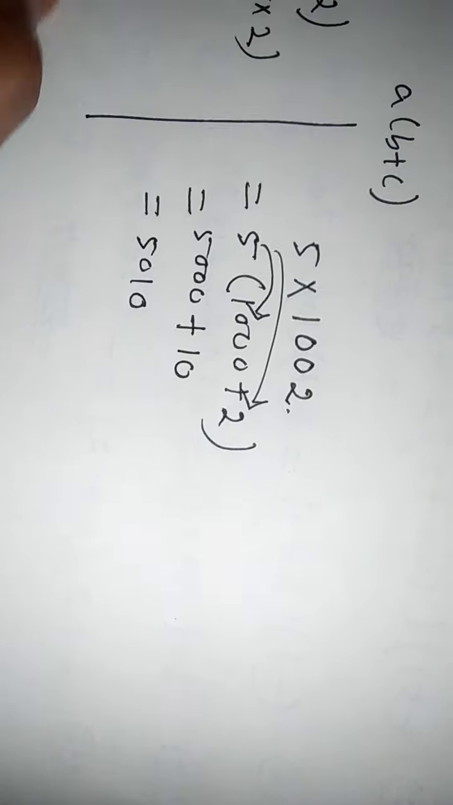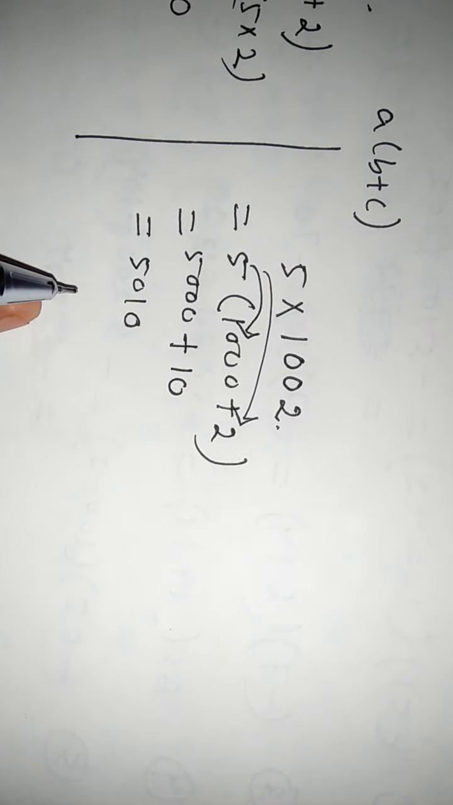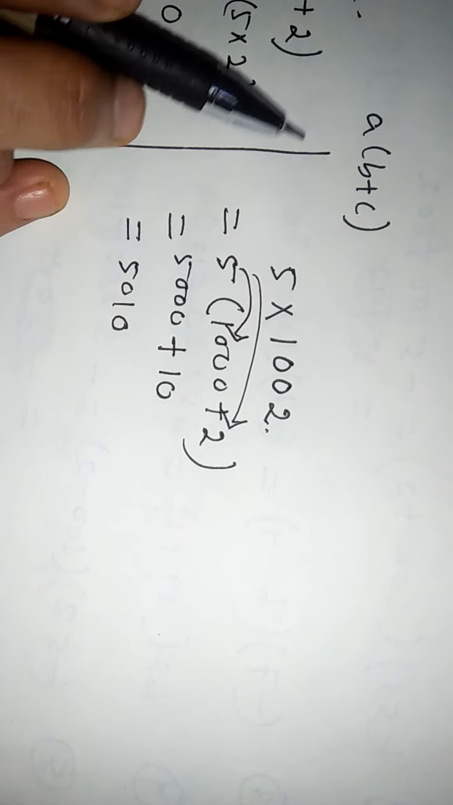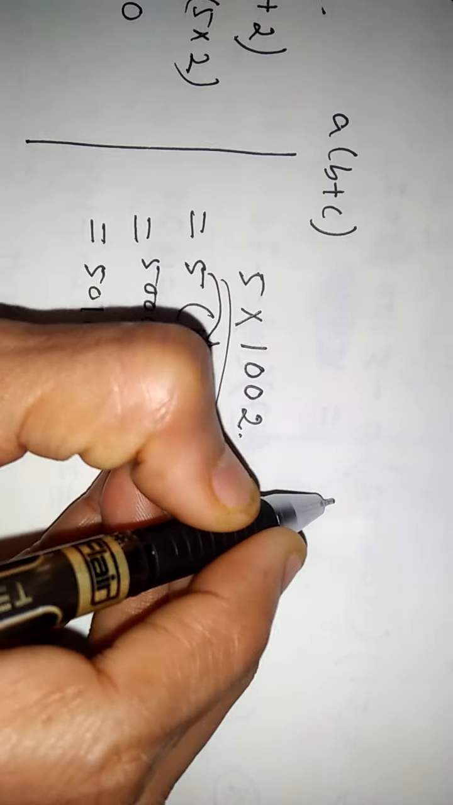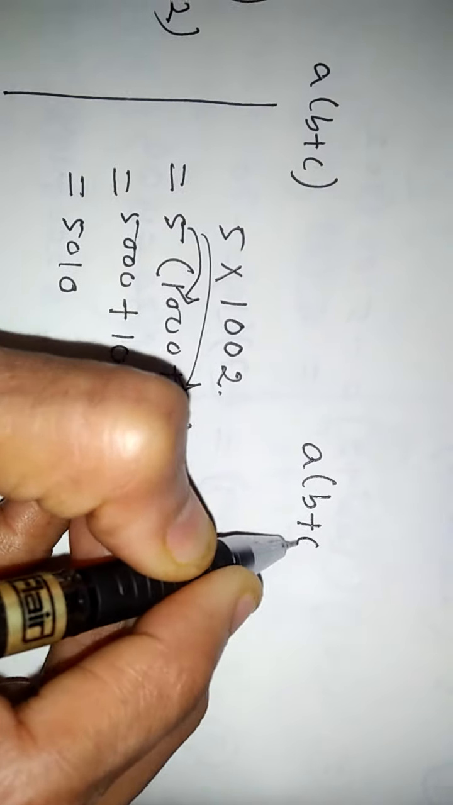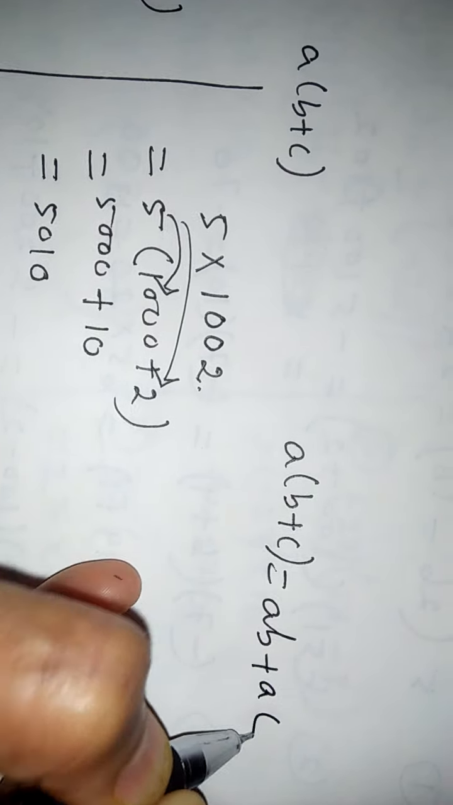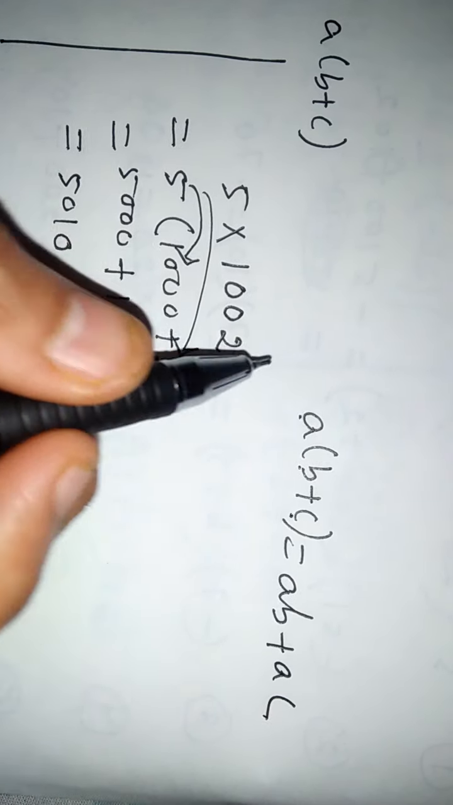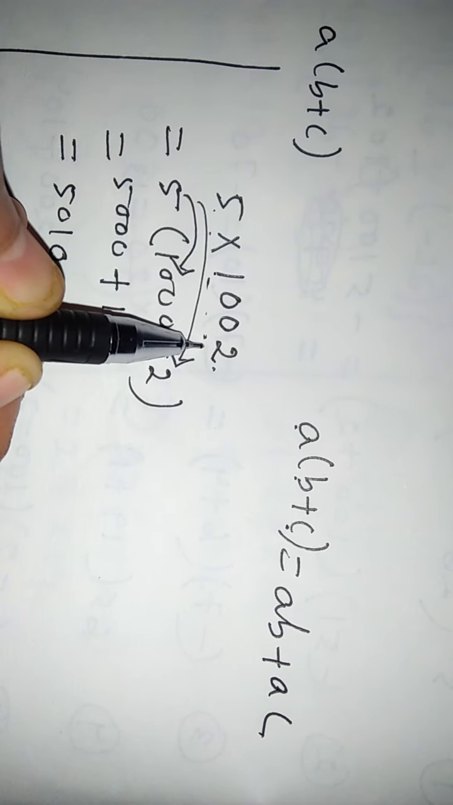So just to make the calculation easy, we are going to apply this distributive property. So how to make this? In A into B plus C manner, you have to write like this: A into B plus C should be A into B plus A into C. So the first number, second number, third number: you have to break the second number as B plus C, so that you can do it easily.